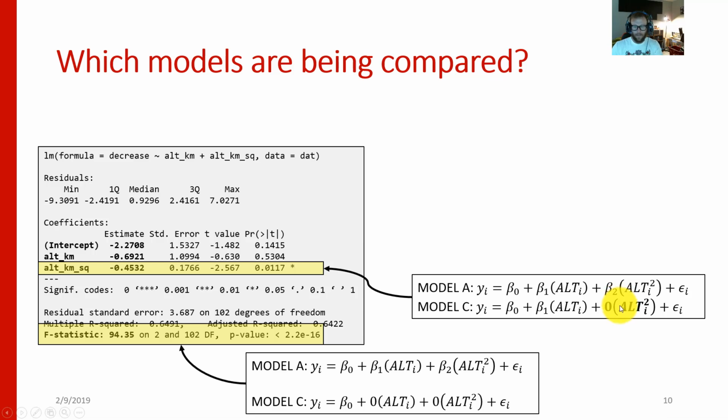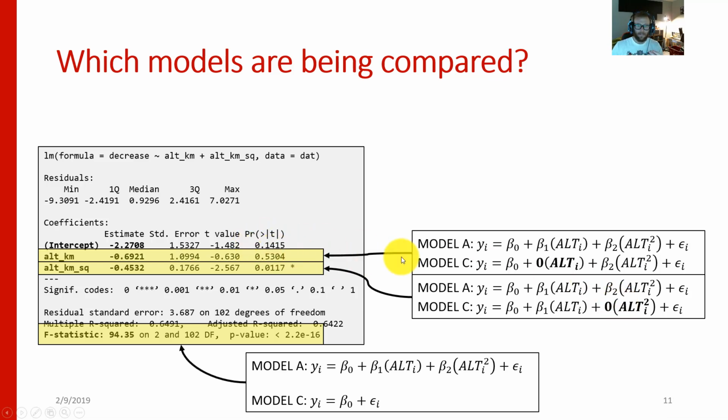Similarly, if we want to look at the effect of altitude, we compare a model that has everything in it to a model that has everything except the effect of altitude in it. So this forces altitude to be zero, and by comparing these two models, we can say, controlling for the intercept and the quadratic effect, is the linear effect of altitude statistically different from zero?